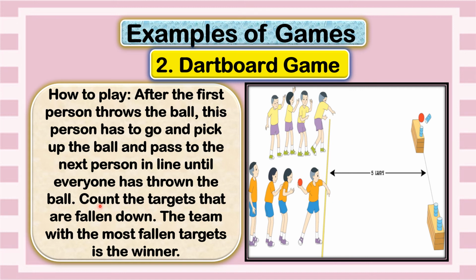Now they will count the targets that have fallen down. For example, there are 5 targets, and they have hit the 5 targets. So that is an example. The team with the most fallen targets is the winner.